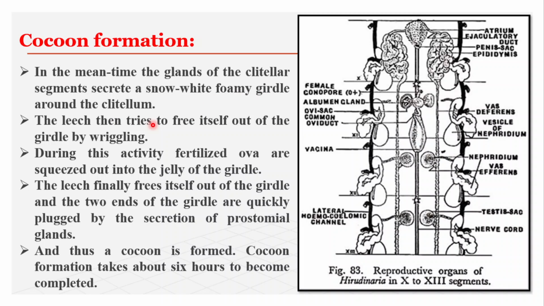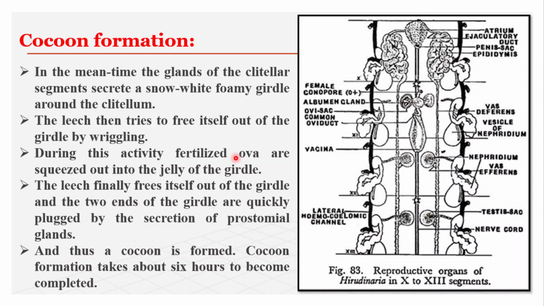At the position of the clitellum in the cattle leech, a snow white foamy girdle-like secretion is secreted. The cattle leech frees itself from the snow white girdle by wriggling. That means the posterior end gets contracted, and slowly, from the ring of that snow white foamy girdle, the cattle leech frees itself.